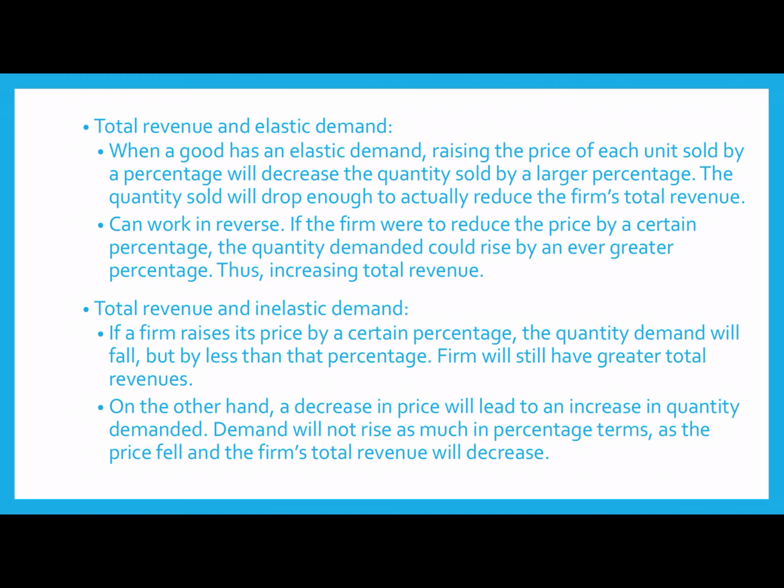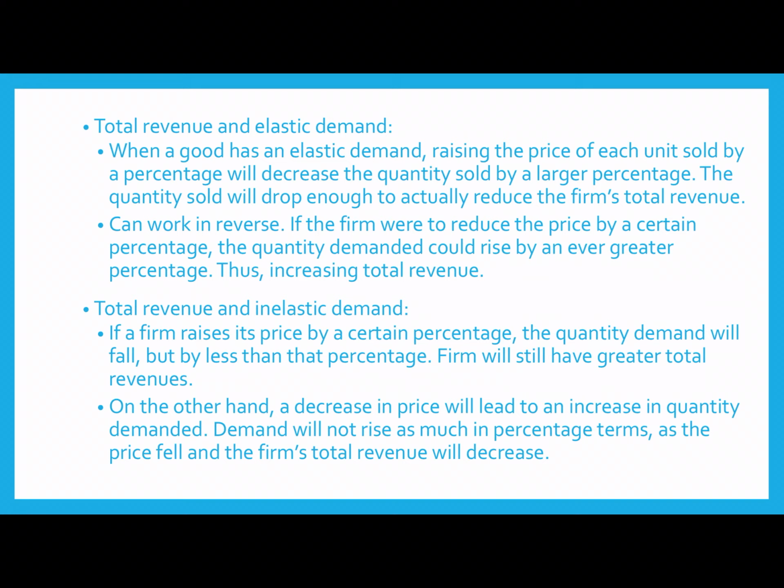So total revenue and elastic demand. When a good has elastic demand, raising the price of each good sold by a percentage will decrease the quantity sold by a larger percentage. The quantity sold will drop enough to actually reduce a firm's total revenue. And that can also work in reverse. If the firm were to reduce the price by a certain percentage, the quantity demanded could rise by an even greater percentage, thus increasing total revenue.